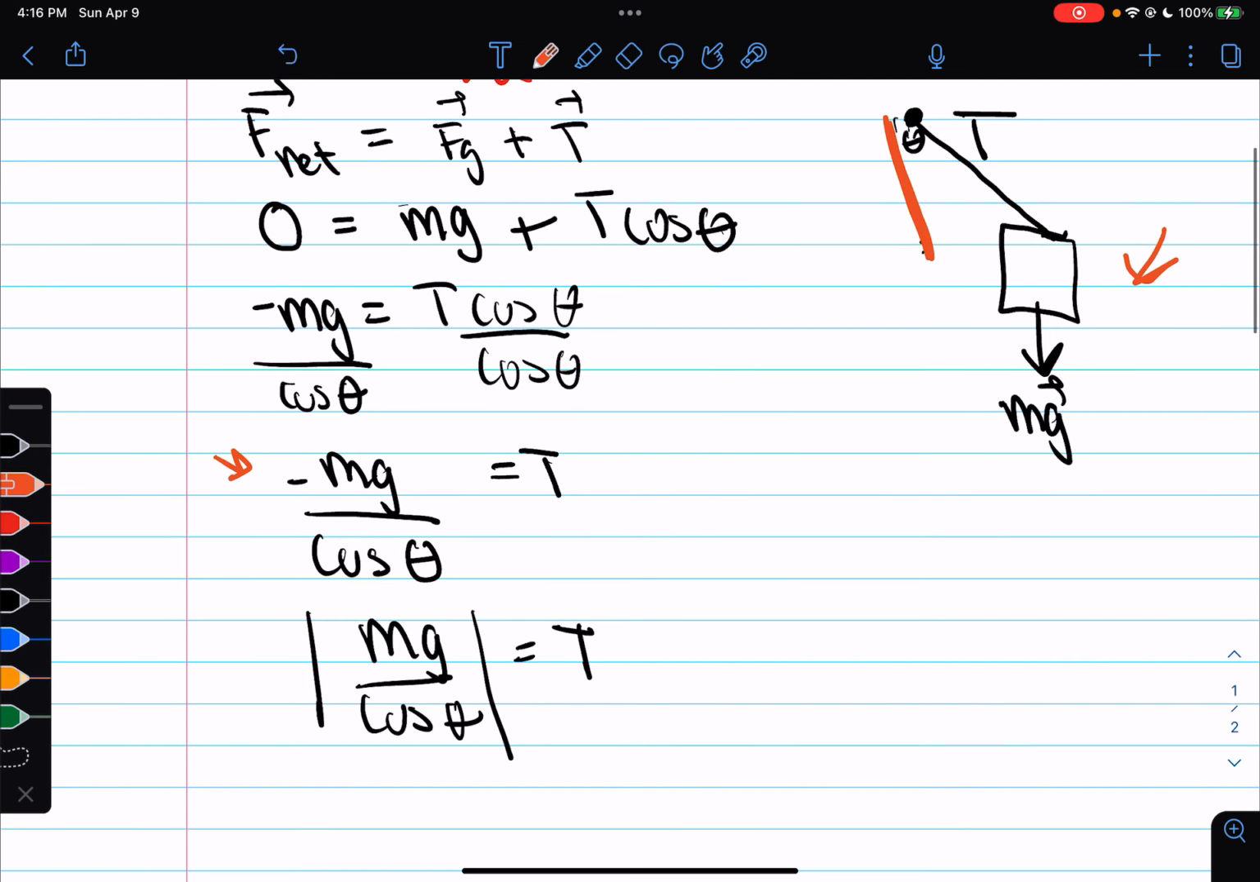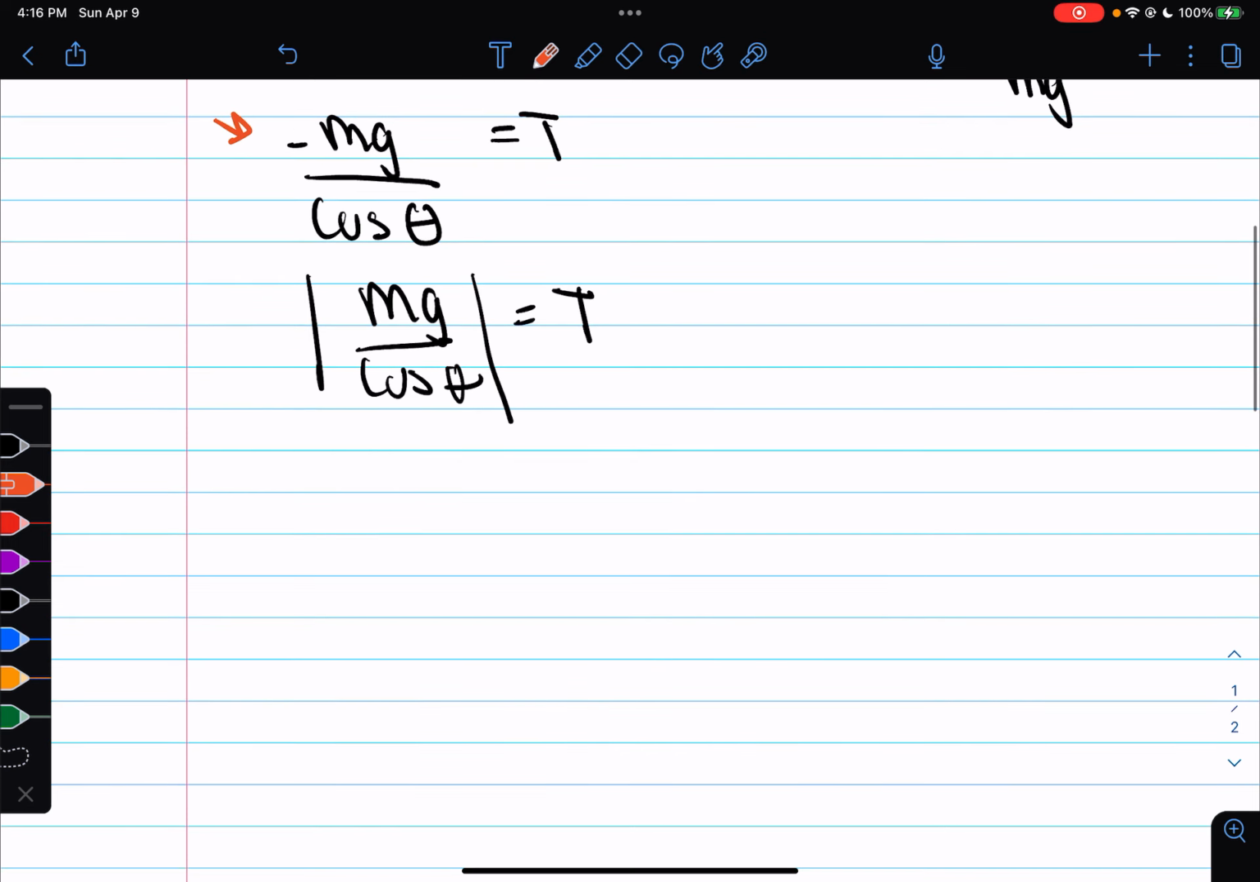And the problem asks for the magnitude. So that's why we just put absolute value signs around the mg over cosine theta. And this should give us our final answer of T equals mg over cosine theta. And this equation represents the magnitude of the tension force.